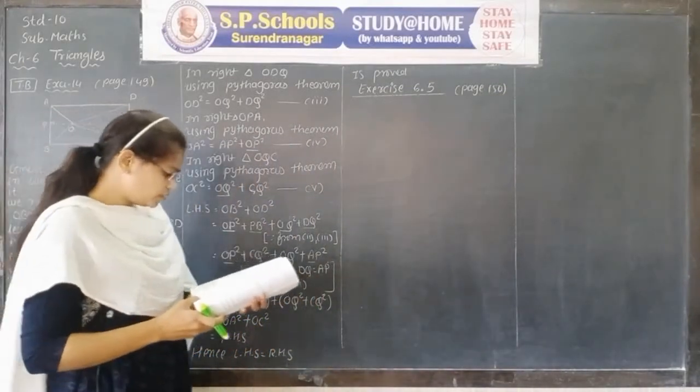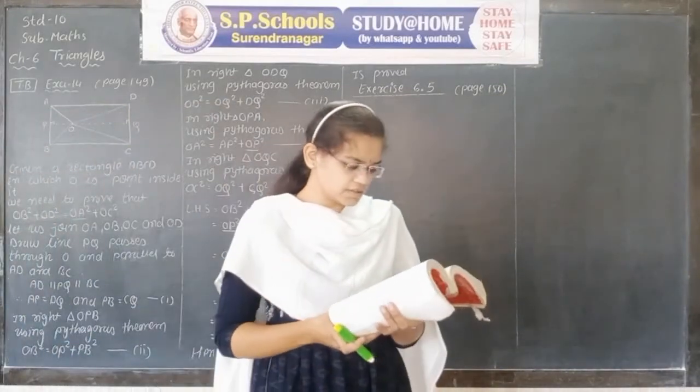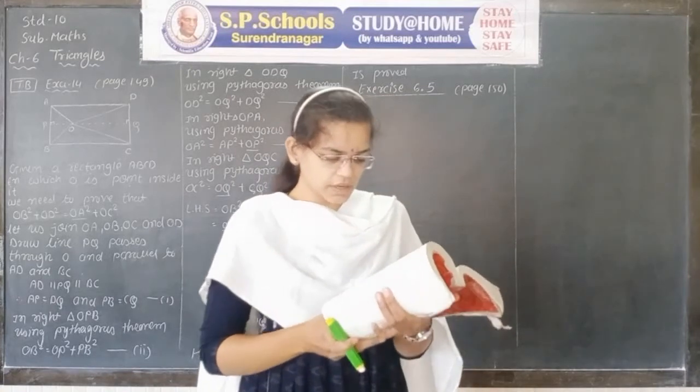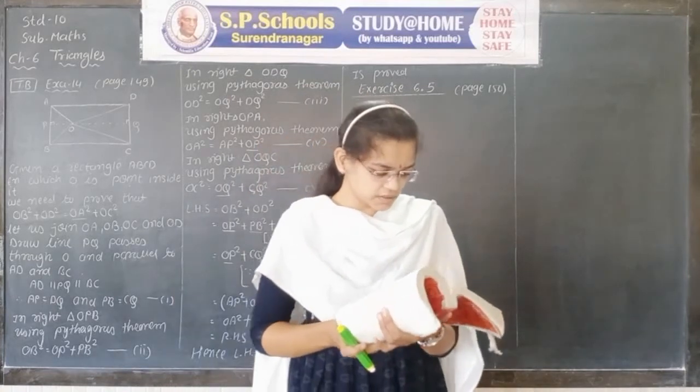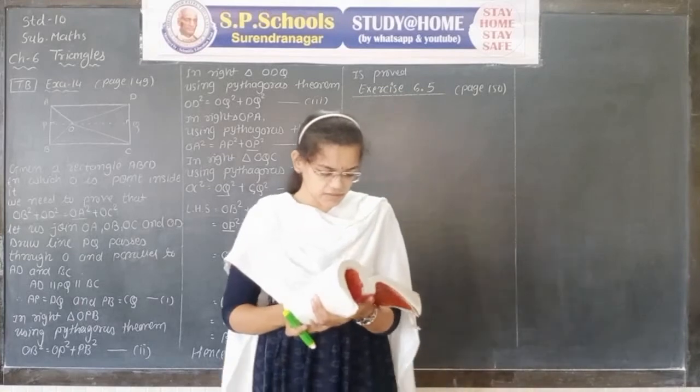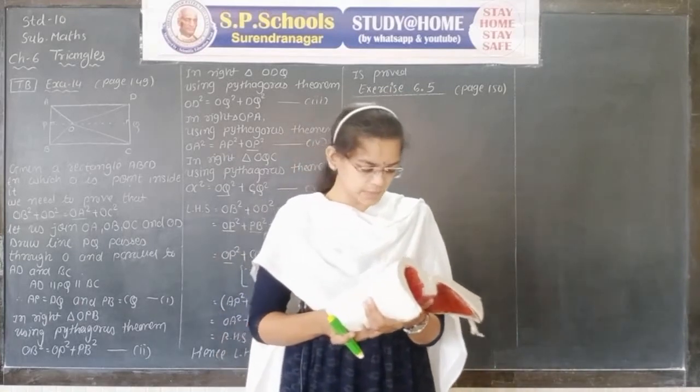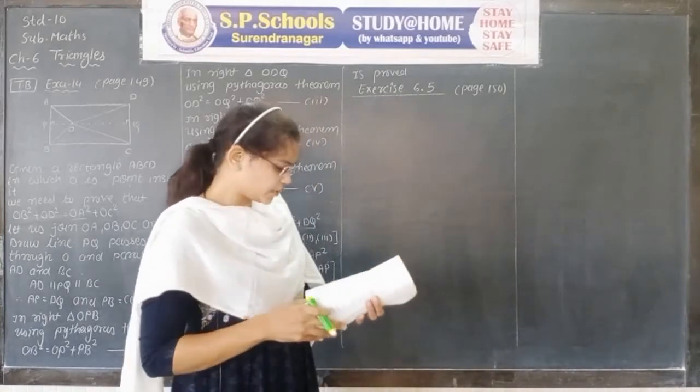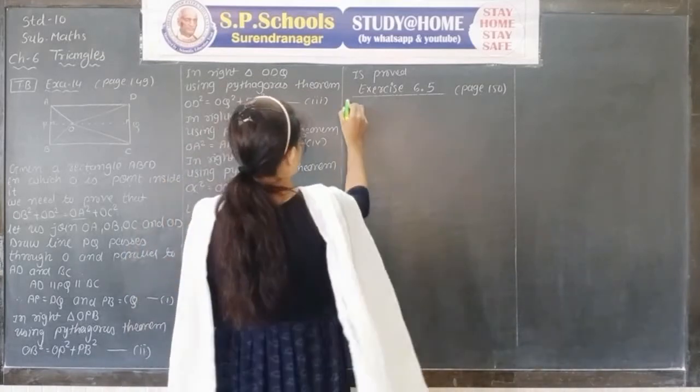First of all, see the question. Sides of triangles are given below. Determine which of them are right triangles. In case of right triangles, write the length of its hypotenuse. There are four different sets of sides of triangles given.